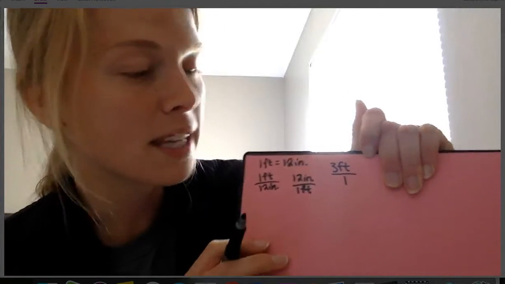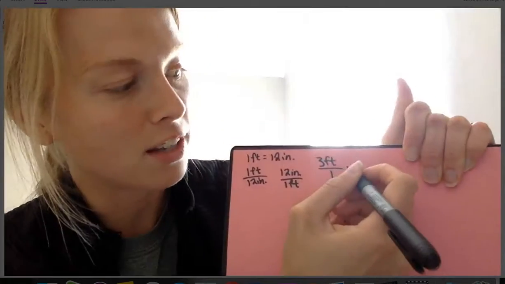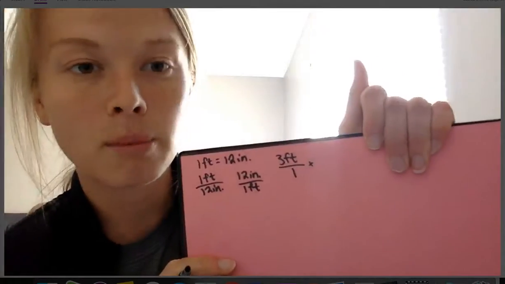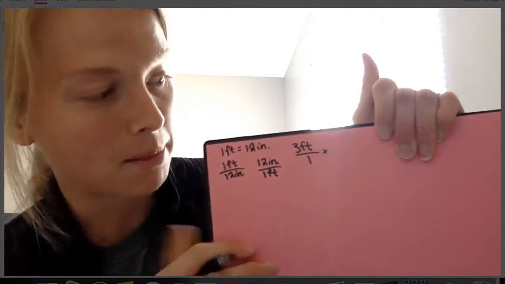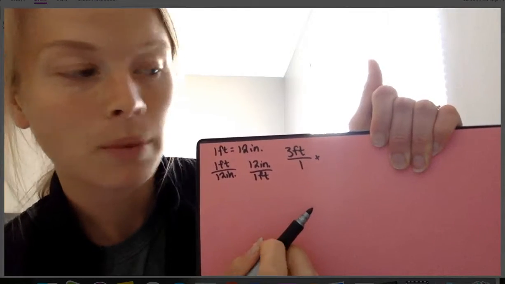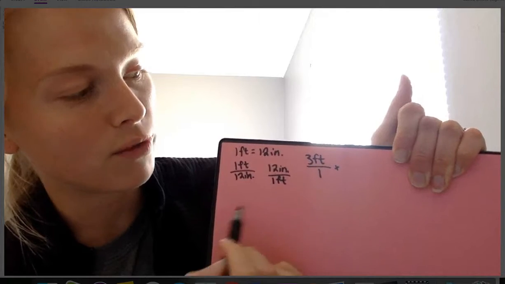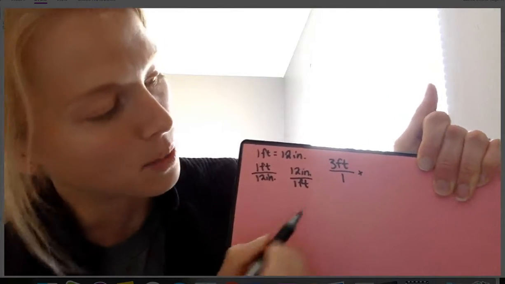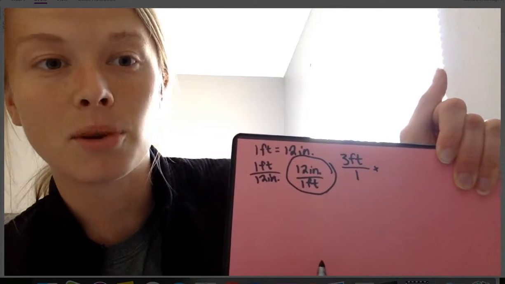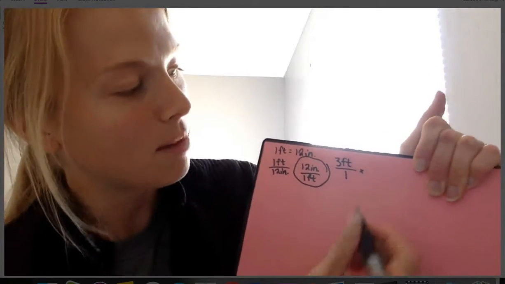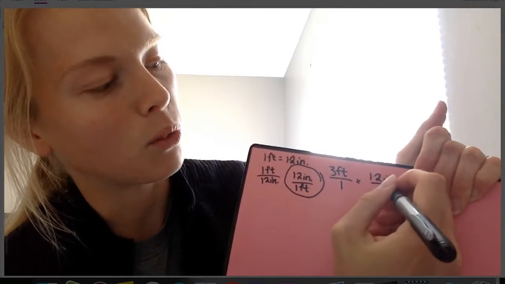All right, so for this example, I am trying to convert to inches. I'm starting with 3 feet on top. And remember with our basic division rules that anytime something is on top and bottom, they're going to cancel each other out. So in order to get rid of this feet, I am actually going to find the unit conversion with feet on the bottom. So in this case, that's this guy right here. That is the unit conversion that I am going to use for this example. So I have my 3 feet. I'm going to multiply that by 12 inches over 1 foot.